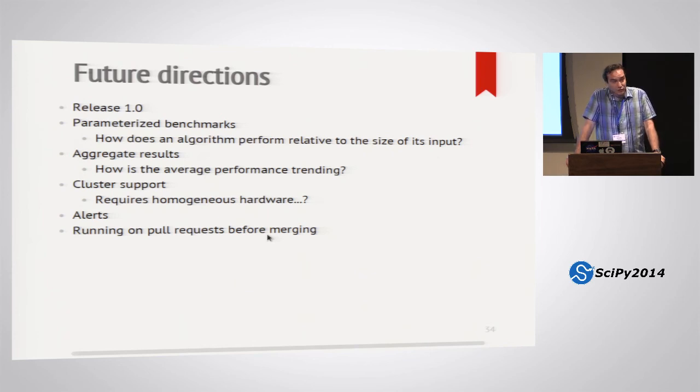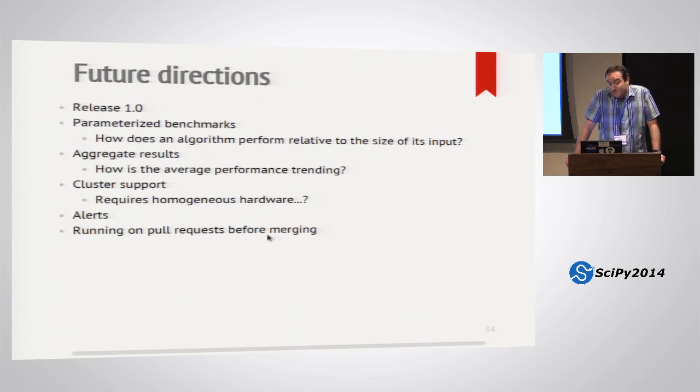It'd be nice to have an alert system. So right now with AstroPy, we generate new results every night for all the new commits in that day, but there's no automatic reporting of, this benchmark doubled overnight, you might want to have a look. It assumes that people are going to look at it periodically or look at it before a release.